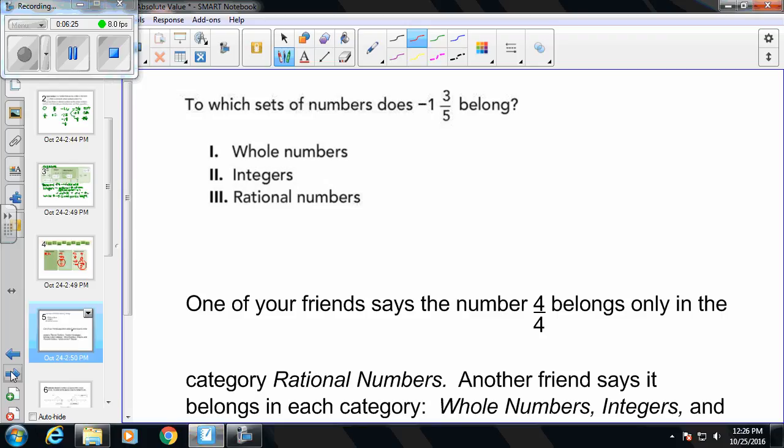So, to which set of numbers does negative 1 3/5 belong? It's not a whole number. It's not an integer, but it is a rational number. I could rewrite it as negative 8/5. It's rational.